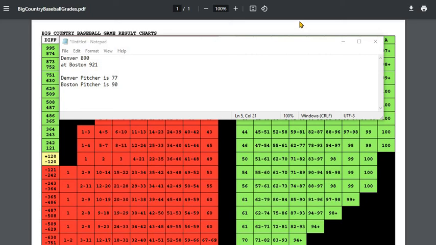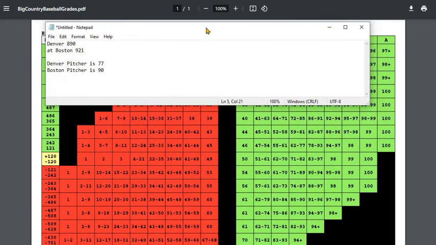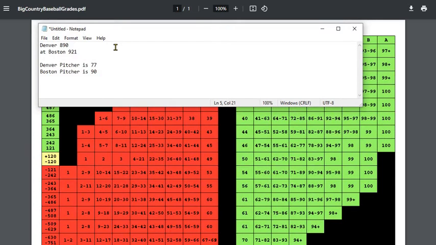Okay, good afternoon, everybody. So I wanted to share the advanced charts for Big Country Baseball. I'm doing this to share on the channel here, but also because I want to clarify there might be a miscommunication with somebody who's playtesting these particular charts. I'm playtesting the game's normal charts. He's got these charts, I do believe.